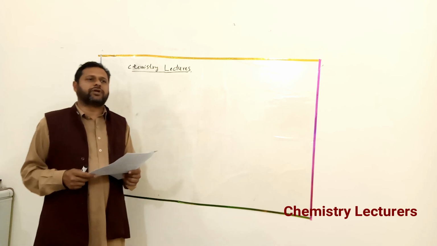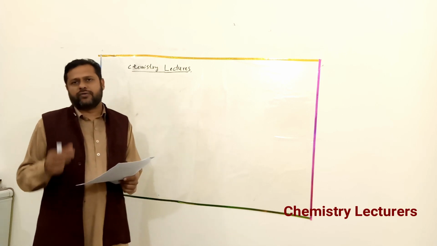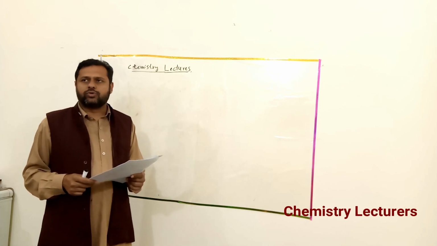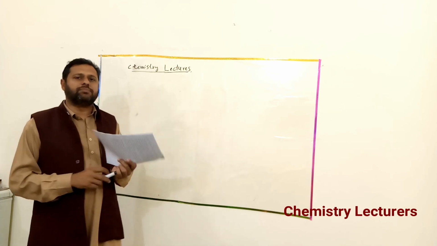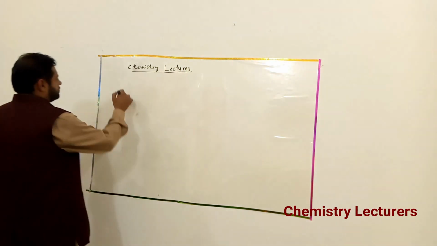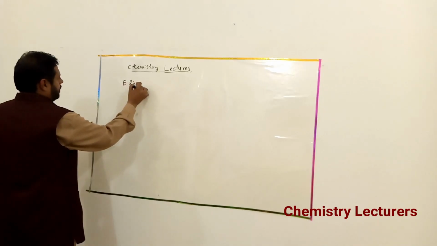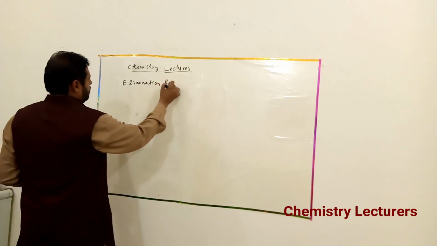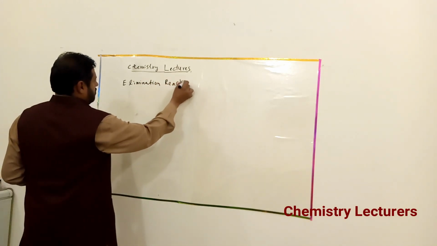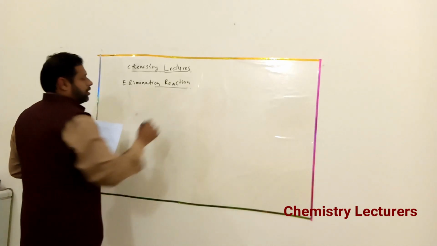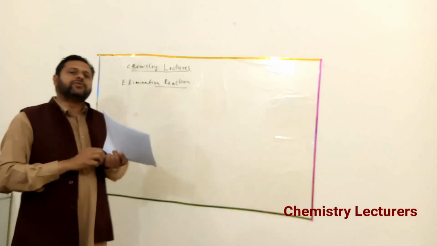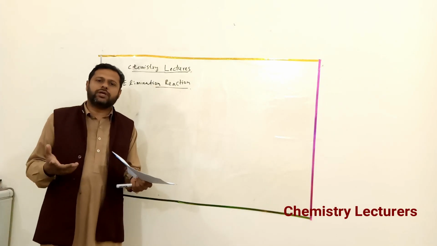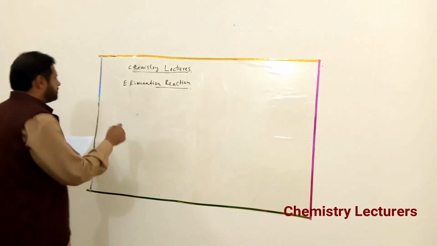As you know, we were discussing the different types of reactions, and so far we have discussed the addition reactions and the substitution reactions. So now we will discuss the elimination reactions. Now, elimination reactions are those reactions in which two atoms or groups are removed from the molecule without being replaced by other atoms or molecules.